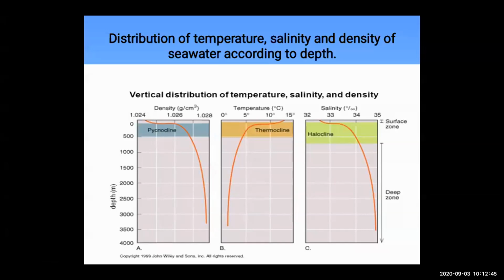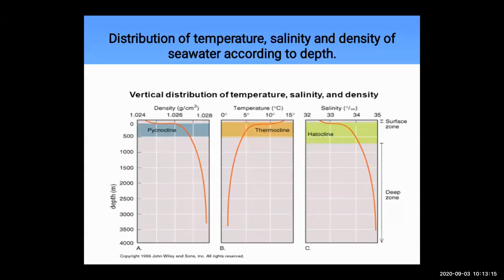First, we are going to see the B graph, that is temperature. Everybody have a look at the temperature B graph. At 0 meters, what is the temperature? Temperature means the red line. You can see the red line at 0 depth.